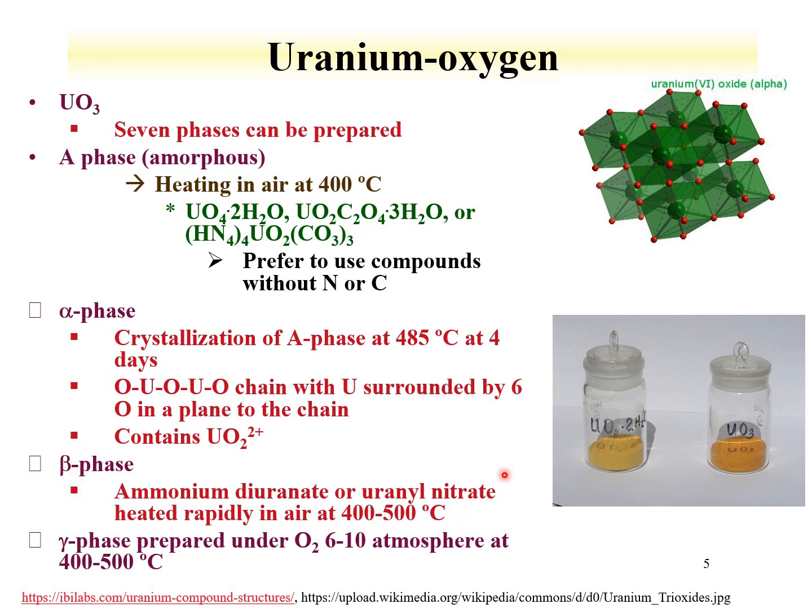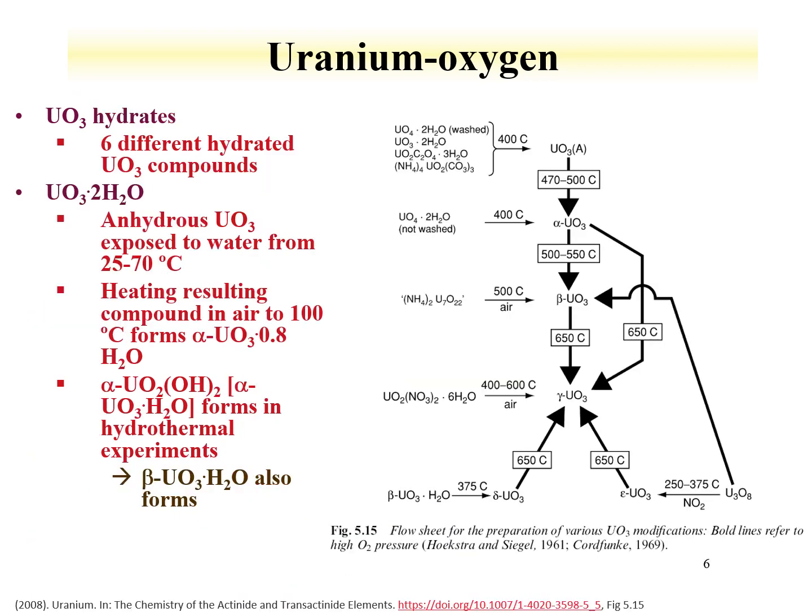The beta phase can be made by taking ammonium diuranate or uranyl nitrate and heating rapidly in air at between 400 and 500 degrees. The gamma phase has been prepared by heating the same sort of materials in air, under oxygen at higher atmospheres. Here's a complete route for making different uranium trioxides. You can start with different starting materials, different temperatures, getting different phases.